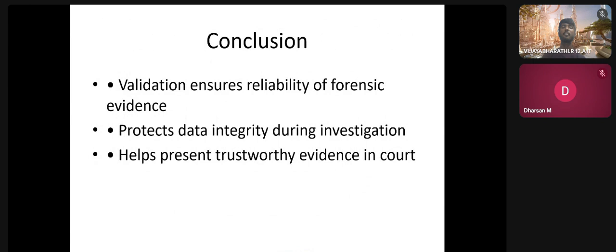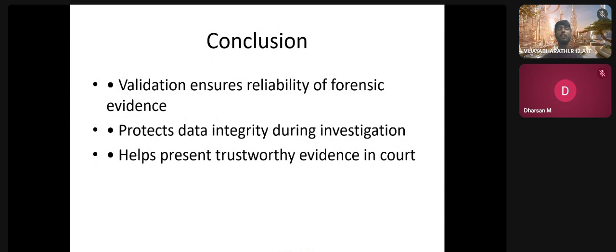Coming to the conclusion, validation ensures the reliability of forensic evidence, protects data integrity during the investigation, and helps present trustworthy evidence in court. Because we should not implicate a person who is not involved in these things, we should use all validation techniques before going to court and before submitting the evidence to someone who has asked for it.